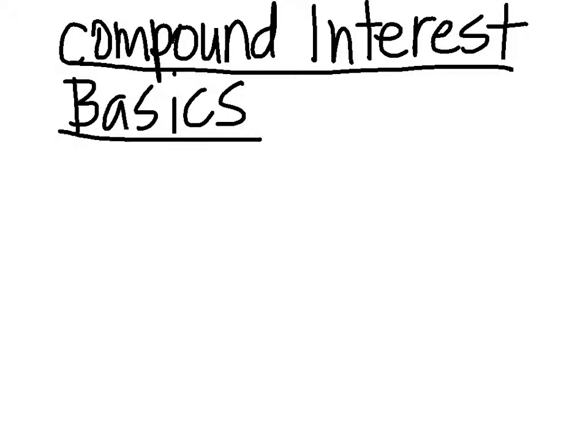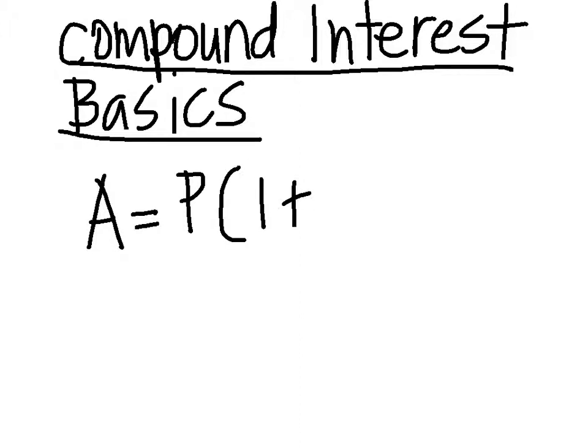Hi, what we're going to do is look at some compound interest basics. The formula that we're going to be using for this is A equals P multiplied by 1 plus I to the power of N. I'll explain each of the variables in the formula.